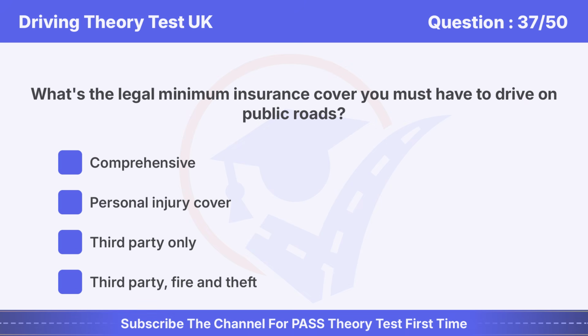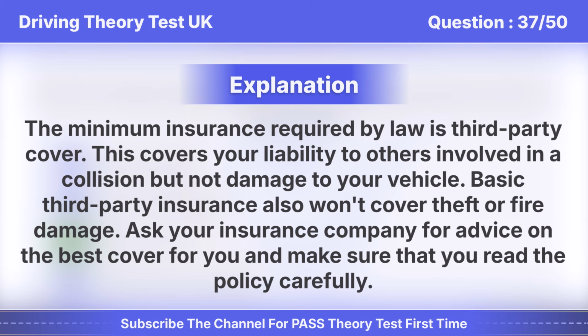Question 37. What's the legal minimum insurance cover you must have to drive on public roads? Answer is C. Third party only. The minimum insurance required by law is third-party cover. This covers your liability to others involved in a collision but not damage to your vehicle. Basic third-party insurance also won't cover theft or fire damage.